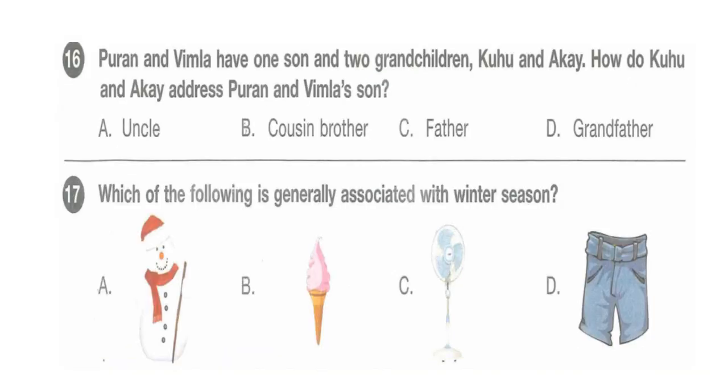Question number 16. Puran and Vimla have one son and two grandchildren, Kuhu and Akai. How do Kuhu and Akai address Puran and Vimala's son? A. Uncle, B. Cousin brother, C. Father and D. Grandfather.